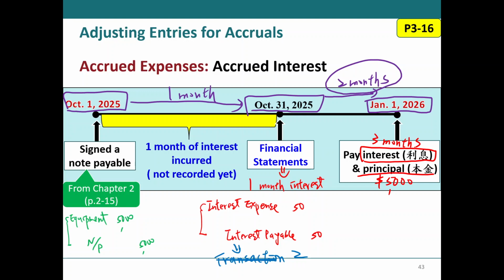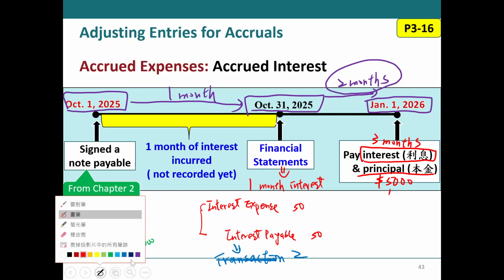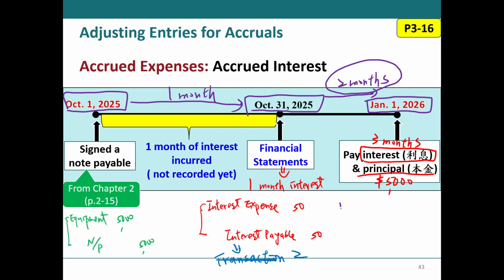Okay, so don't forget, after 3 months, you have 2 money you had to pay. First money is what? Principal. So you had to pay the first money, cash, $5,000. That's the first money for principal.